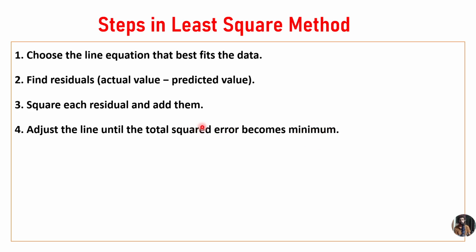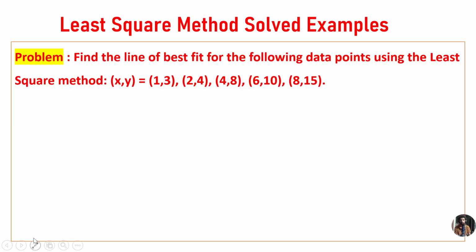Now I will explain with one problem, by the way, you will get more clarity. Okay, so now you see a least square method solved example. Find the line of best fit for the following data points using the least square method. Here we have 2 coordinates, x and y.